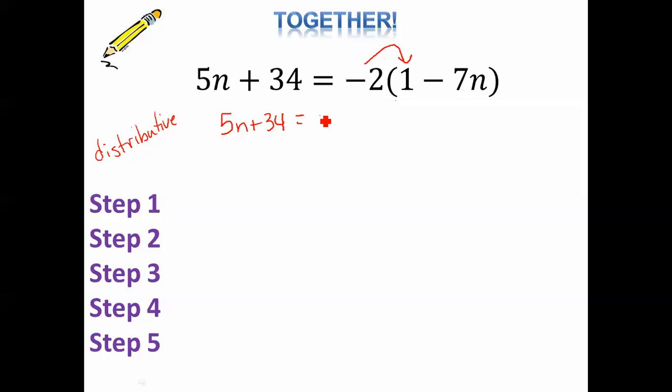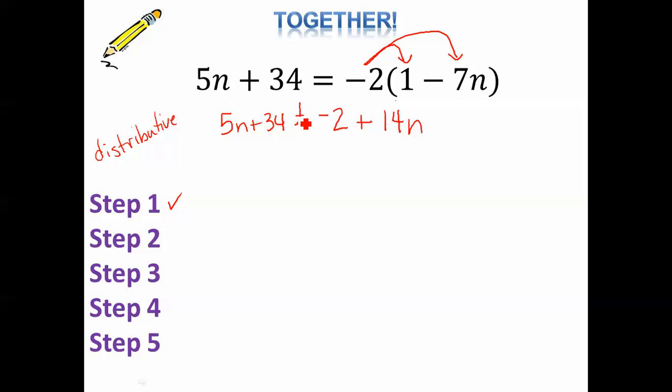Negative 2 times 1 is negative 2. Negative 2 times negative 7n. Negative times a negative becomes a positive. So we get plus 2 times 7 is 14n. Okay, fractions and parentheses are gone. Step 1 is done. Step 2 was to combine like terms.